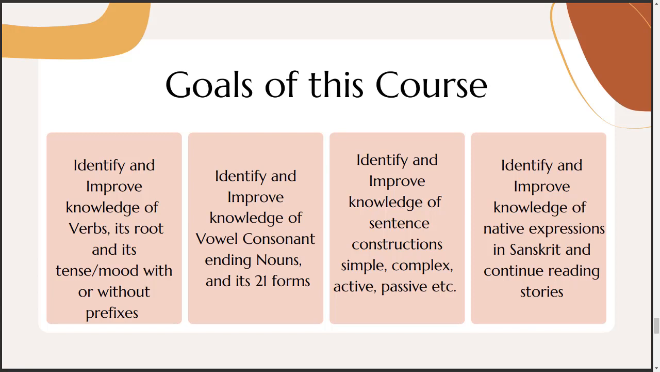Then we will identify and improve the knowledge of sentence construction, simple and complex, using conjunctions and conjunction pairs, and whether it is active voice, passive voice, or impersonal, bhave prayogah. All that we will study. Then we will identify and improve the natural expressions available in Sanskrit. And we will improve our interest in reading, our reading skills and sentence construction skills. Once we attain all that, naturally we will speak, because gradually we will break the hesitation. Like that, we will start moving forward. So this is the overall objective of this course.